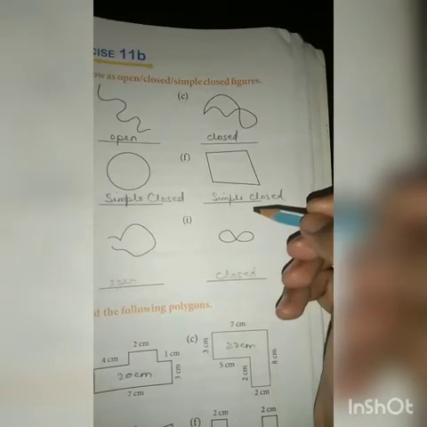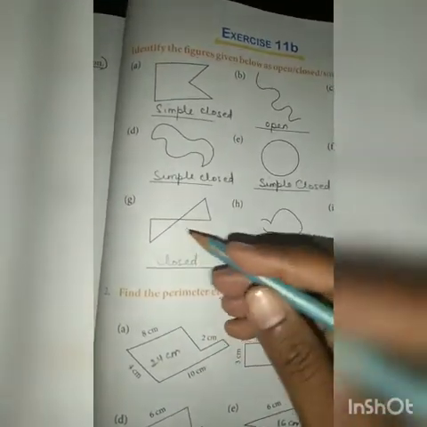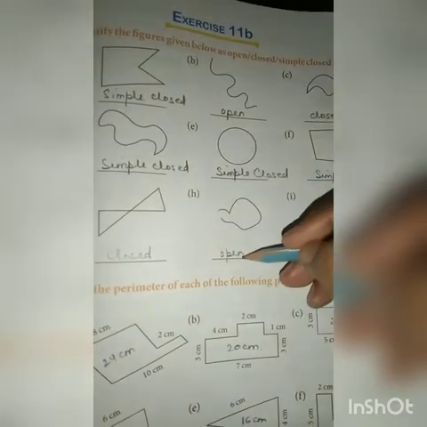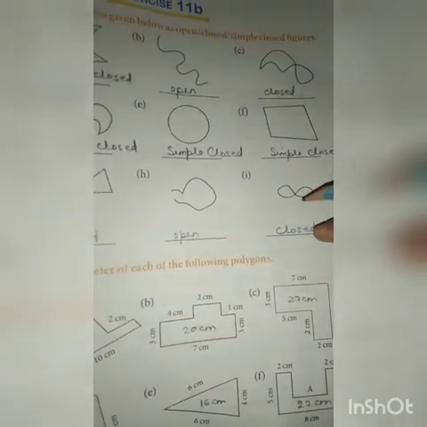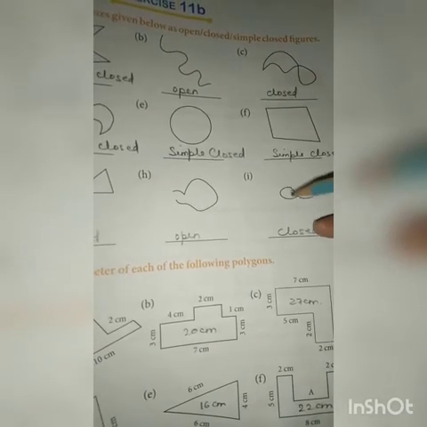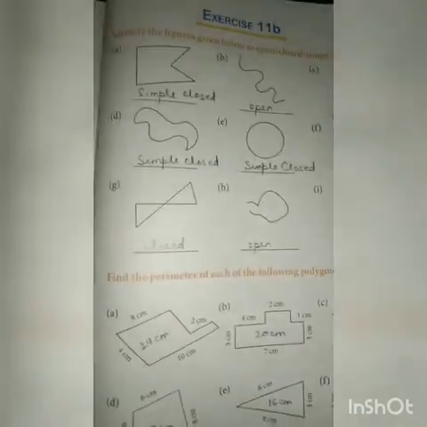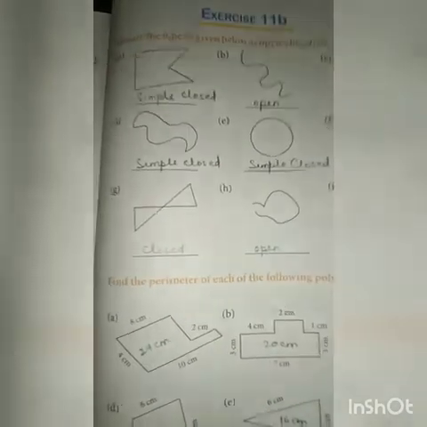Question number F is also simple closed because it is not crossing itself and it is closed also. Question number G is a closed figure because it is closed and it is crossing itself, so this one is a closed figure. Question number H is an open figure because it is open from this side, so this is called an open figure. I is a closed figure because this is closed from all the sides and it is crossing itself, so it is a closed figure.